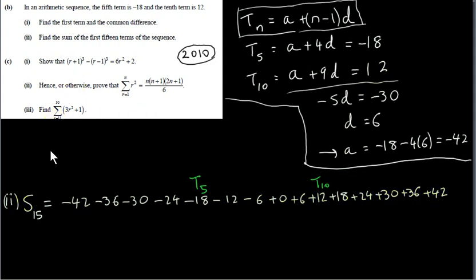We want to get S15, which is the sum of them, and you can see that the whole thing cancels out down to 0. So S15 is 0.